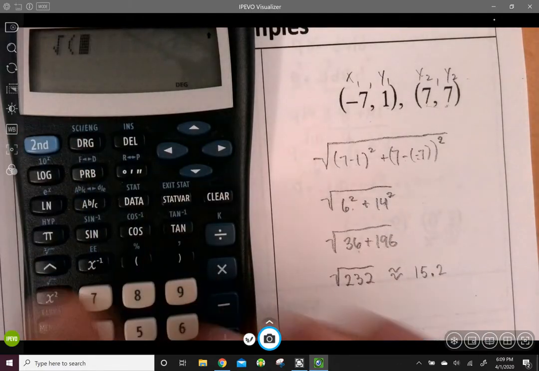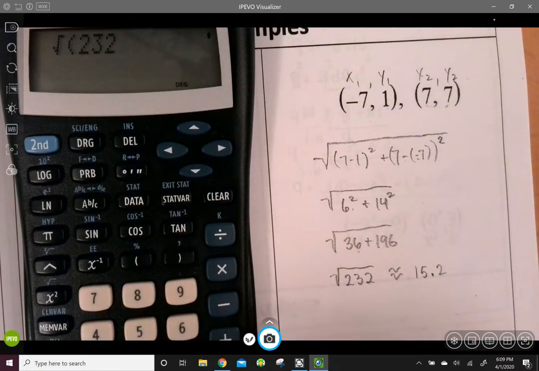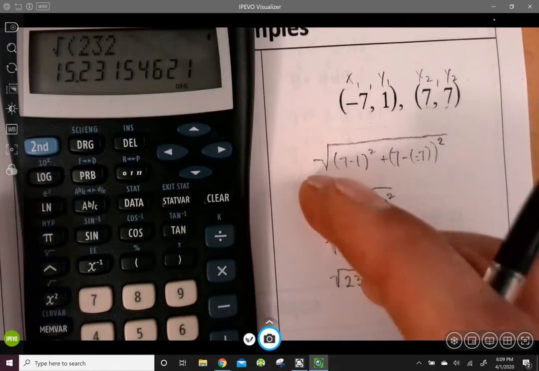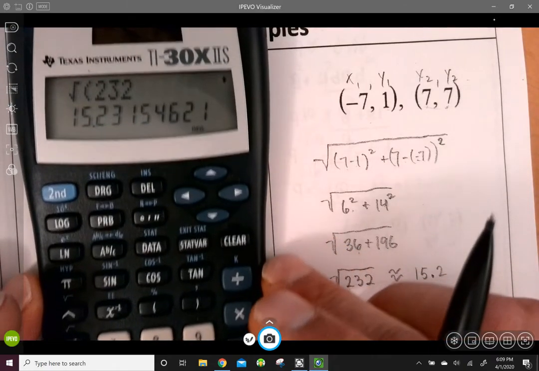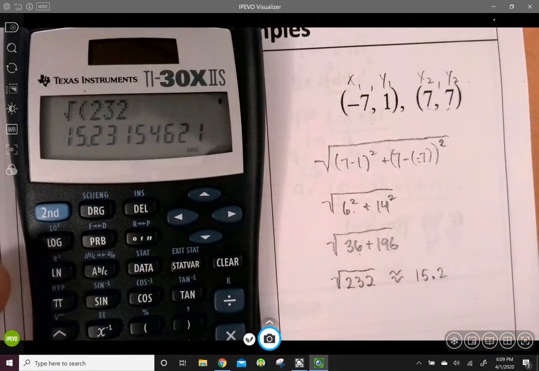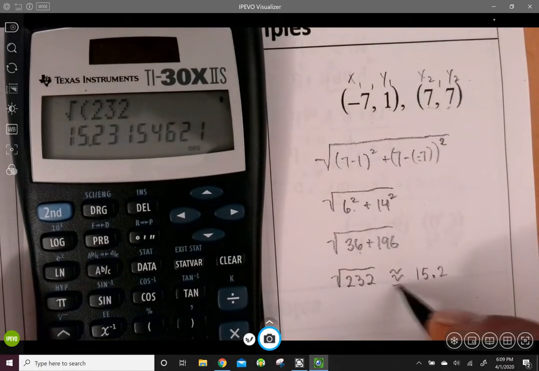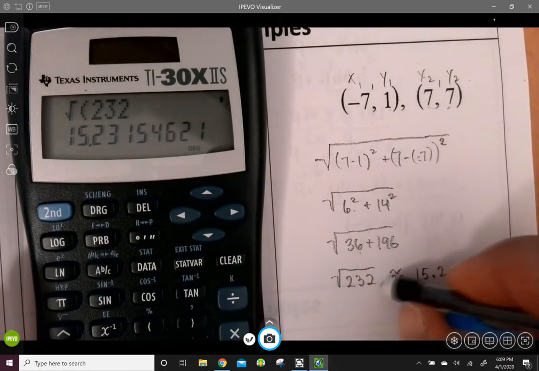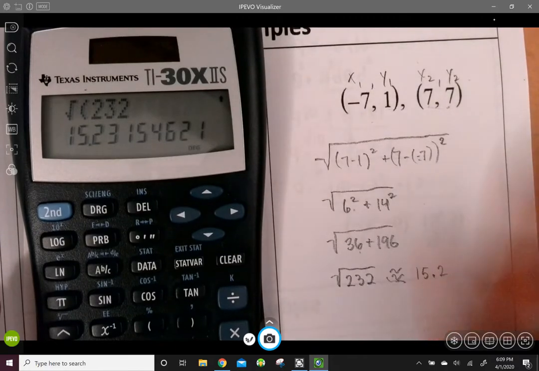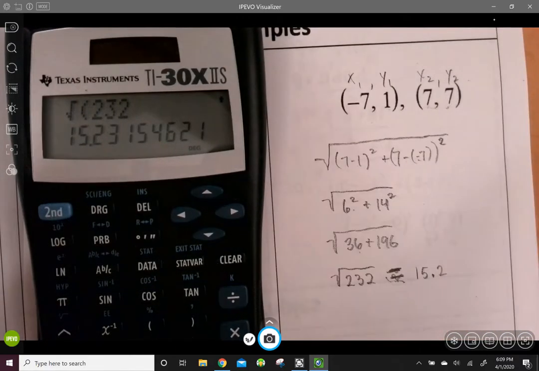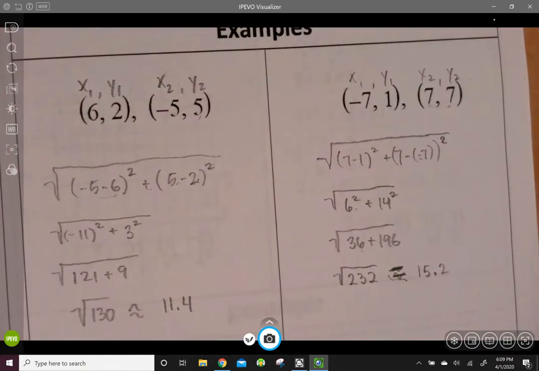And that is approximately 15.2 if we round to the nearest tenth. That 3 tells us to stay right at 2, and that's where we're going to leave that. And this just means approximately right here. If you want to say you round to the nearest tenth, that's fine. We're going to move on and do a few more together.